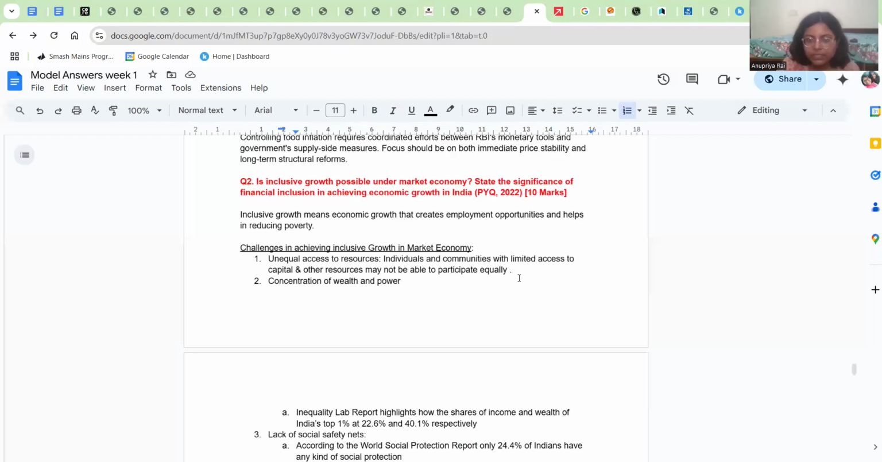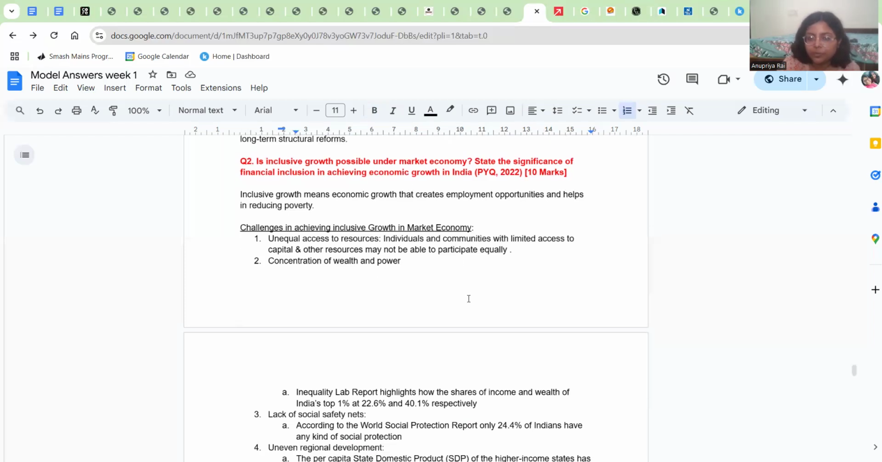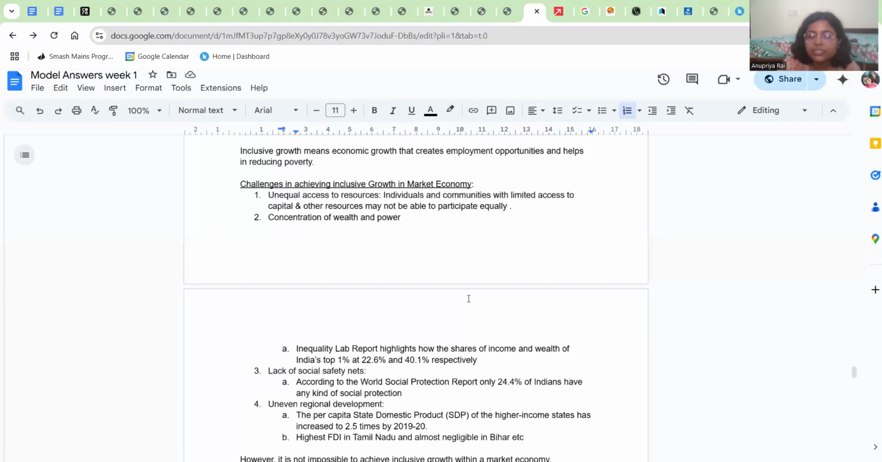Try to answer it. Firstly, we can give a definition of inclusive growth, and you can use this definition. You can use any other definition as well. Inclusive growth means growth that creates employment opportunities and help in reducing poverty and creating resources for everyone, distributing resources. Get any standard definition and just remember it. While answering question on inclusive definition, you can start by a definition. Challenges in achieving inclusive growth.